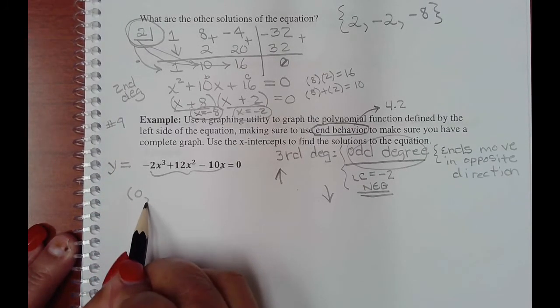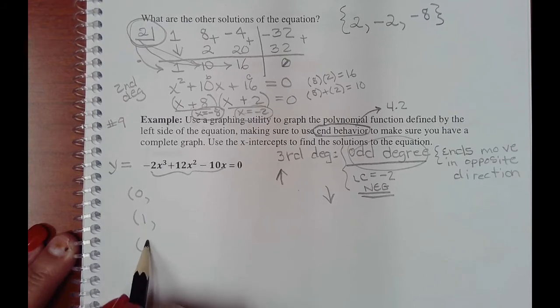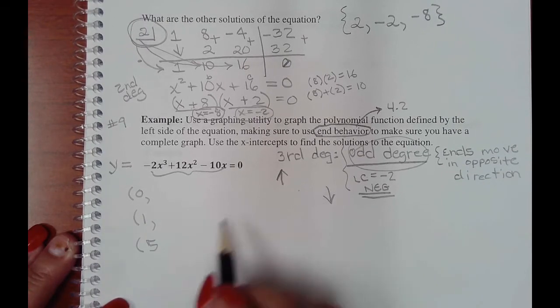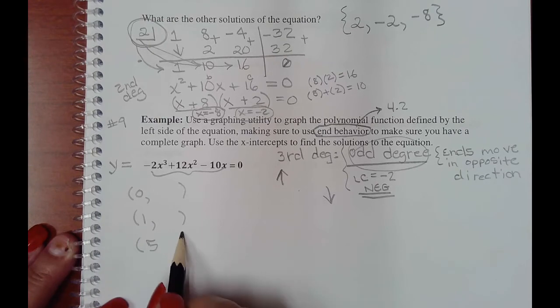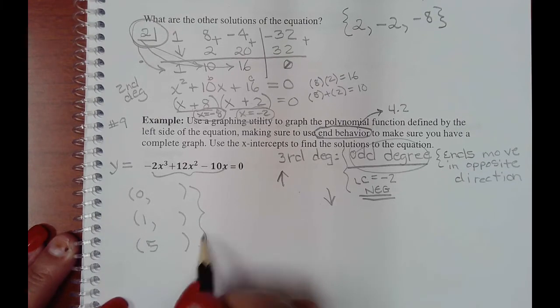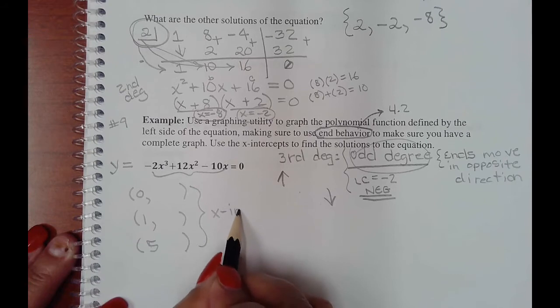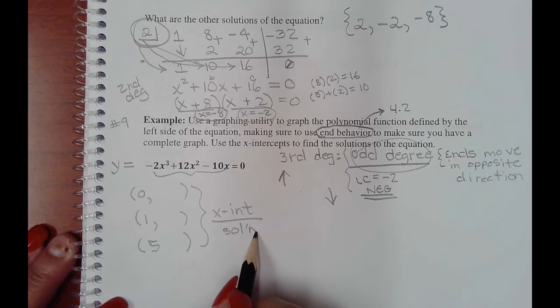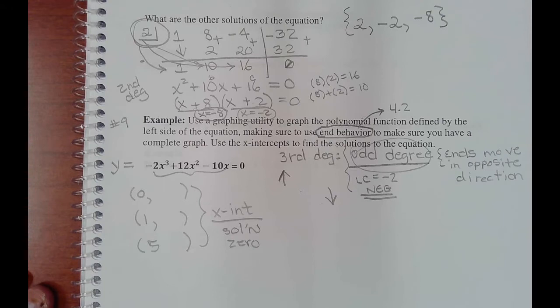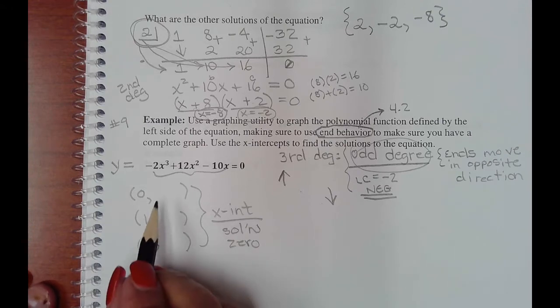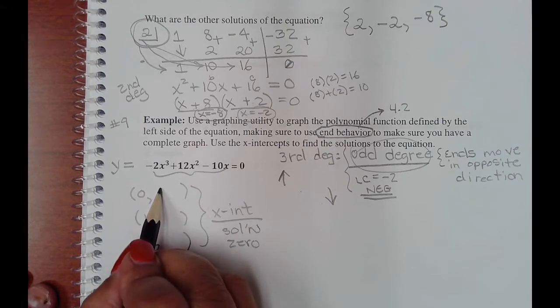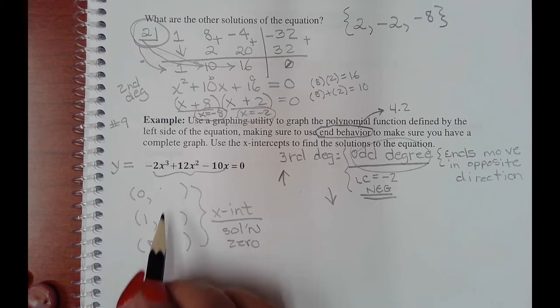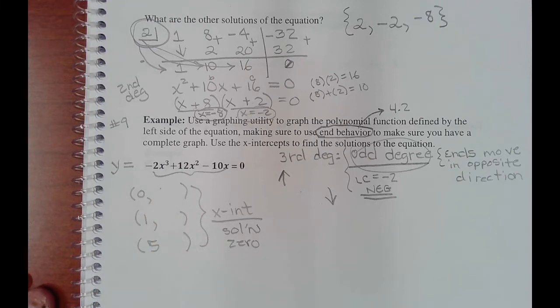0, 1, and 5, if they truly are answers, then they will have y partners of 0. Anything that is truly an x-intercept and therefore classifies as a solution, or what we call zeros. And here's the reason why they're called zeros, because their y partners will be 0. So what you want to do is you want to check the y partner for each of these on the calculator using second table.